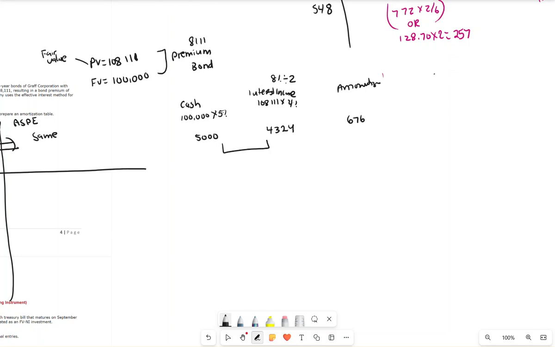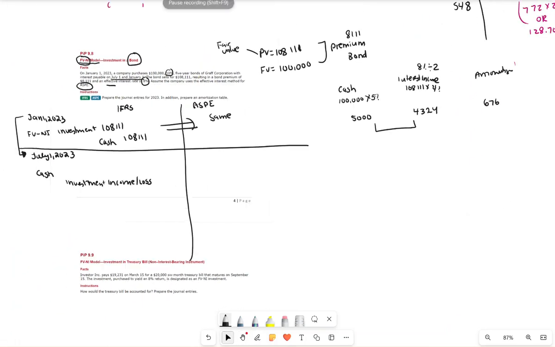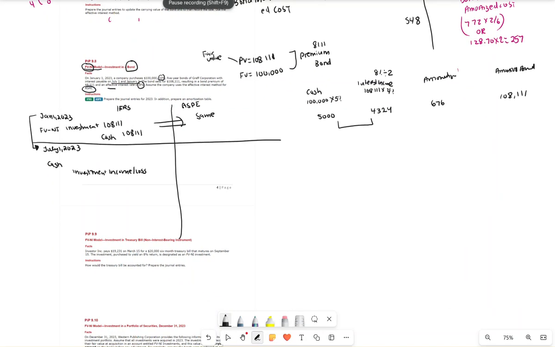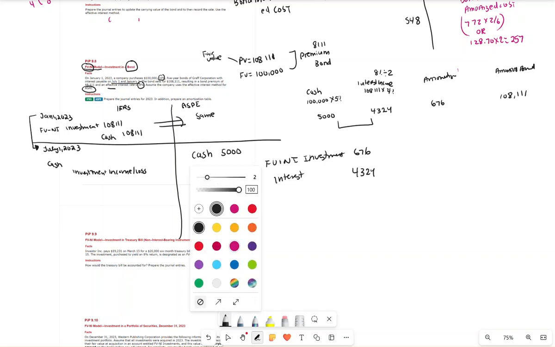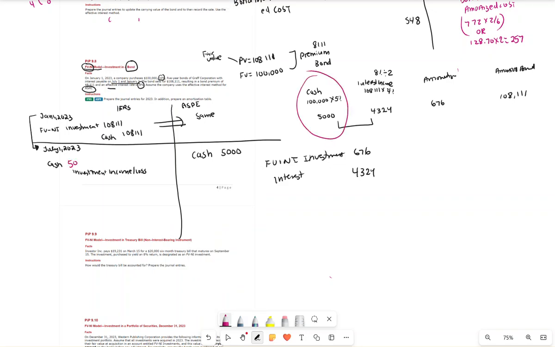So let's go further, and then we are going to find out the carrying value and amortization of the bond. Now under ASPE, the entries are exactly the same as what we did before under the amortized cost model. The only difference in this case is our cash will be 5,000, and we have the fair value net income investment for 676, and an interest income of 4,324. But under IFRS we only record the cash, 5,000, as investment income or loss.